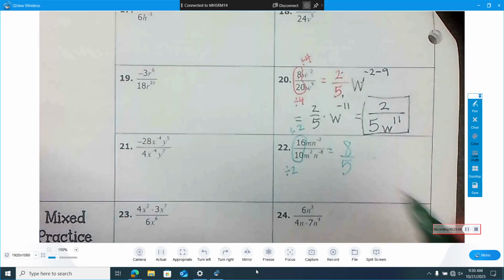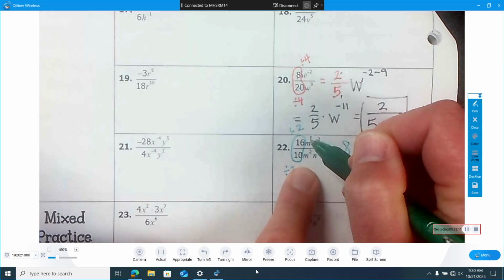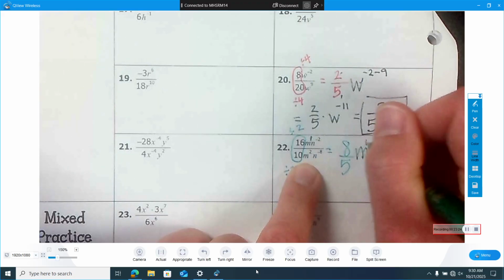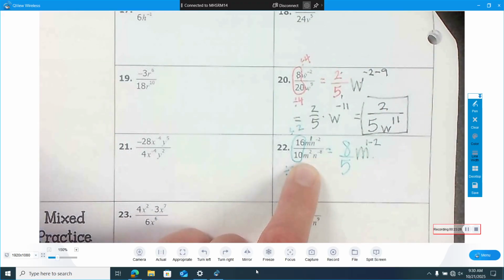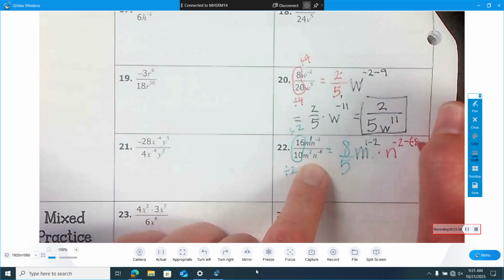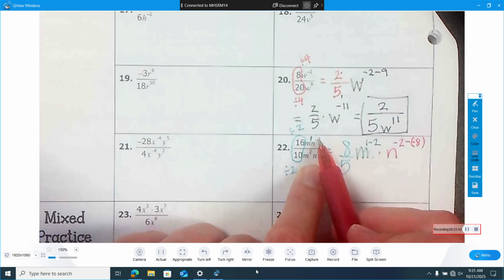But then I have m's. Ooh, this is m to the first over m squared. What do the exponents do? M to the 1 minus 2, top minus bottom. And then what about the n's? N to the negative 2 minus a negative 8. We got to be real careful there. Top, negative 2 minus the bottom of negative 8.